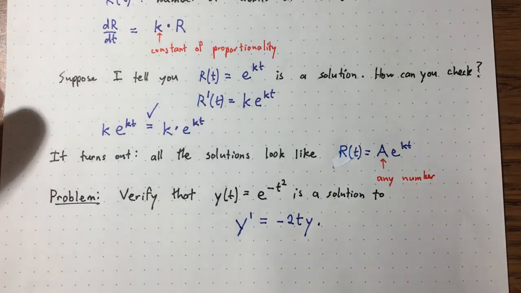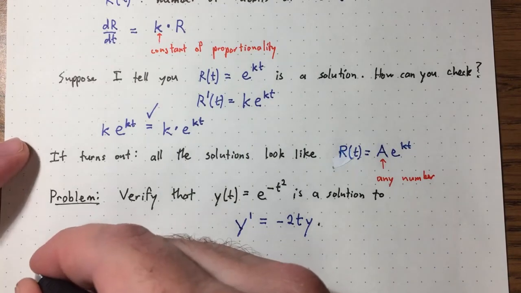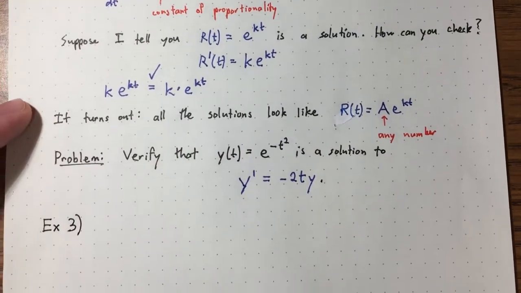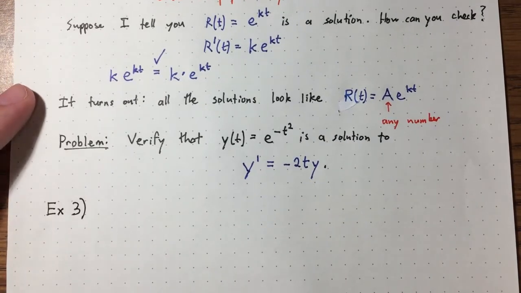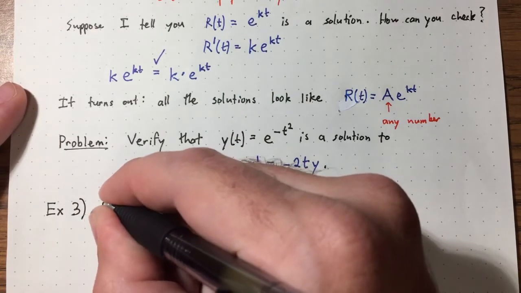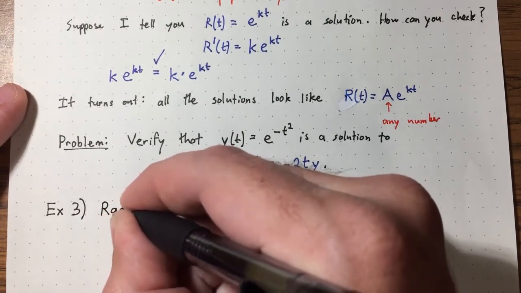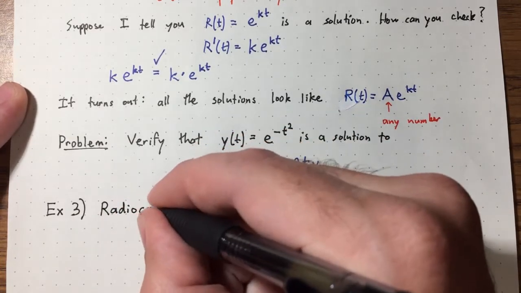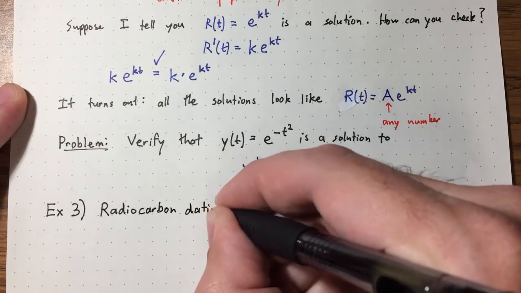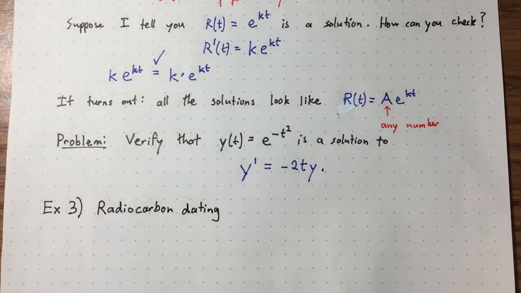Okay, so let's look at a third example. So this is going to be an example from chemistry. So we're going to look at radioactive decay, in particular radiocarbon dating. Which is a very important application.